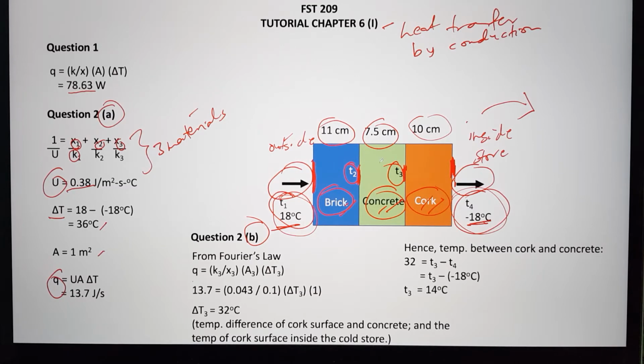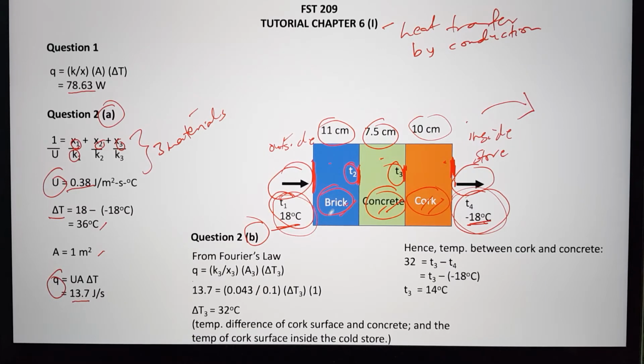When we talk about the surface area, each material has the same surface area. Then we have all the values, so just plug them into the equation Q equals UA delta T, and the equation should give you an answer of 13.7 joules per second. Now let's move on to question number 2B.